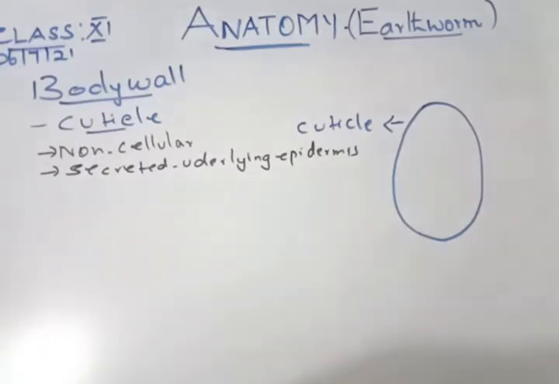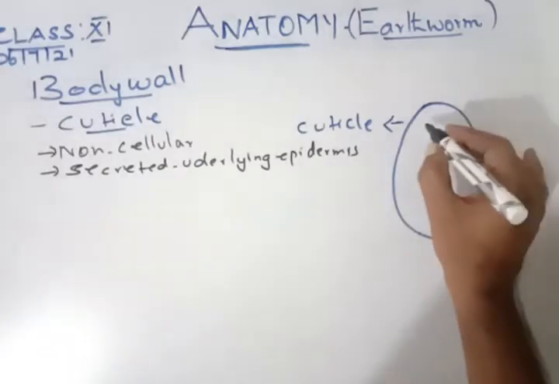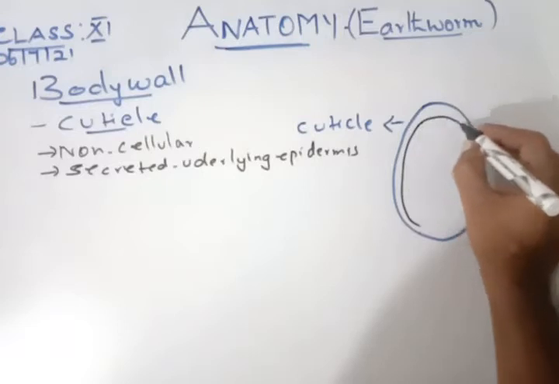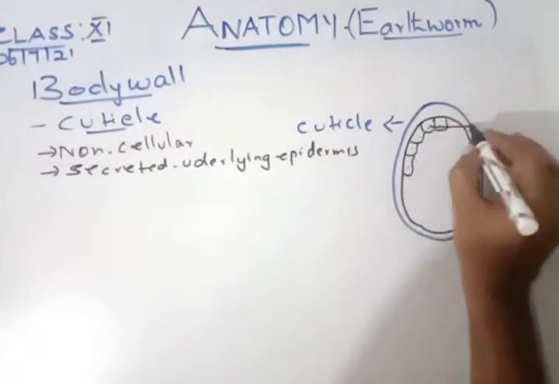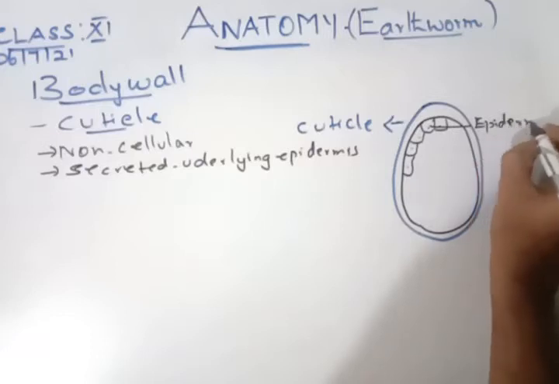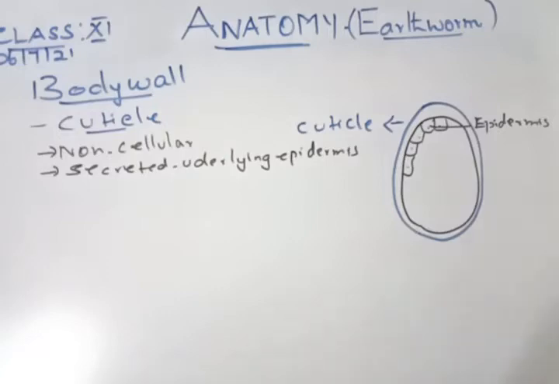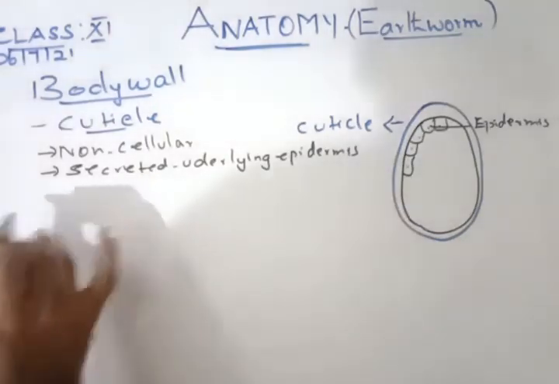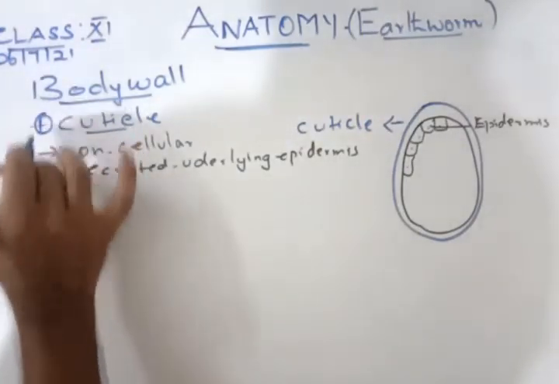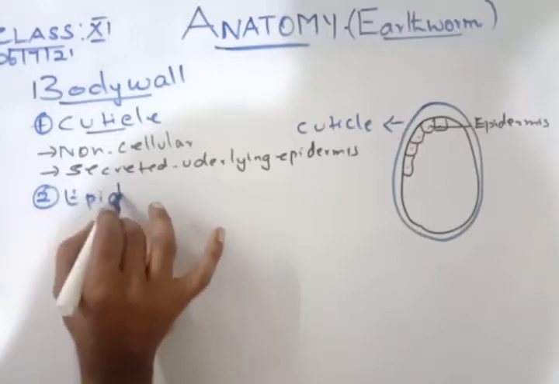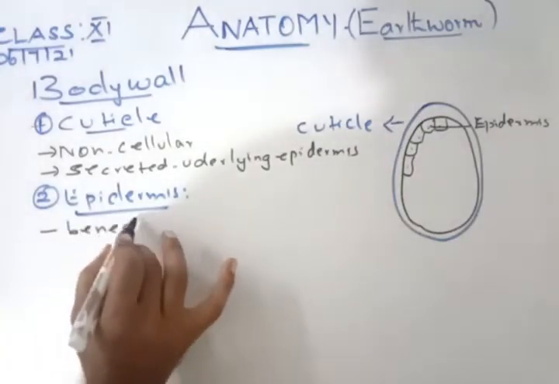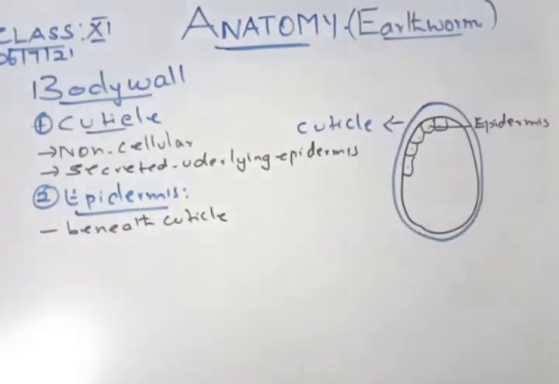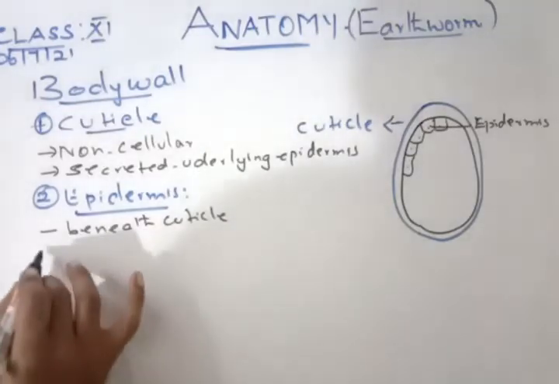And second, we will have another structure that is called the epidermis. So here one more structure that you will have inside, and this structure is covering the entire worm. So this structure is called epidermis. Okay, so this one is called epidermis. So first one is the cuticles, and the second one is the epidermis. Now where is this epidermis? It is just beneath the cuticles. So below the cuticle, the epidermis is present.